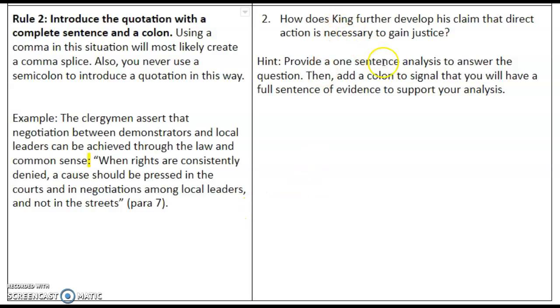So number 2 says, how does King further develop his claim that direct action is necessary to gain justice? So what's like his supporting claims for that? So what you'll do first is answer that question. So provide a 1-sentence analysis to answer the question. Then insert the colon. And then give a full sentence of evidence to support your analysis after that colon.